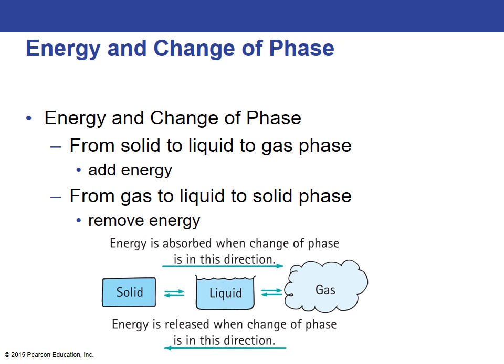Moving from a solid to a liquid to a gas requires added energy. So you have to add energy to move from a solid to a liquid to a gas. To move the other direction, from a gas to a liquid to a solid, requires that you remove energy. So energy is absorbed when the change of phase is in this direction. You're absorbing energy, getting warmer and warmer when you go this way. When you go to the left, from a gas to a liquid to a solid, then energy is released and it gets cooler.